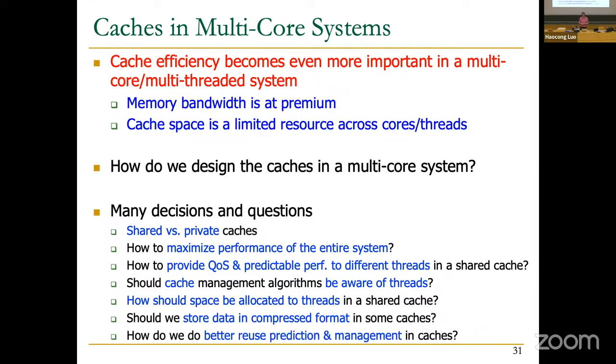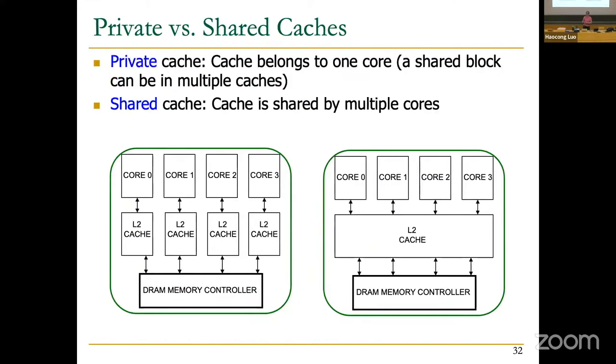And also, how do you do better reuse prediction and management in caches? We've been talking about reuse prediction and management, but you need to do better in all of these. And there may be other questions also. But let's take a look at one dimension of this, which is basically, should the cache be private or should the cache be shared across cores? Or a subset of cores, right?